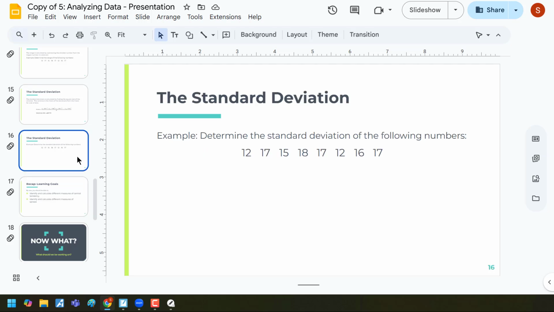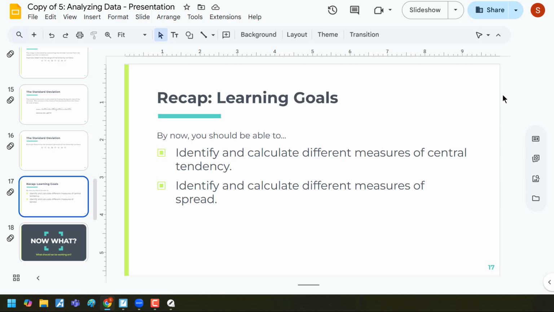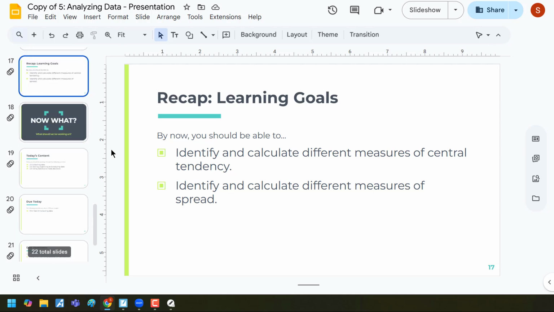All right, recap of learning goals. Identify and calculate different measures of central tendency: mean, median, mode, you should know how to do that. And then identify and calculate different measures of spread, meaning range and standard deviation. I did an example of range, I just verbally did it, it's very easy. And I showed you an example of standard deviation.